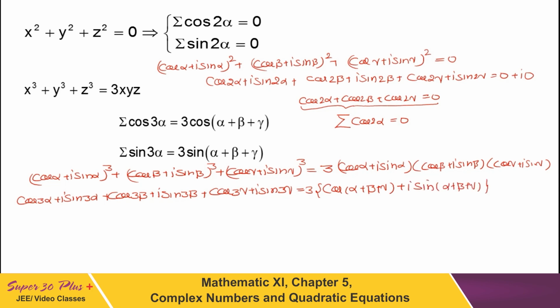Now compare the complex number on both sides. We can find sigma cos 3 alpha is equal to thrice cos alpha plus beta plus gamma, it is mentioned here, and similarly sigma sin 3 alpha is equal to 3 sin alpha plus beta plus gamma.